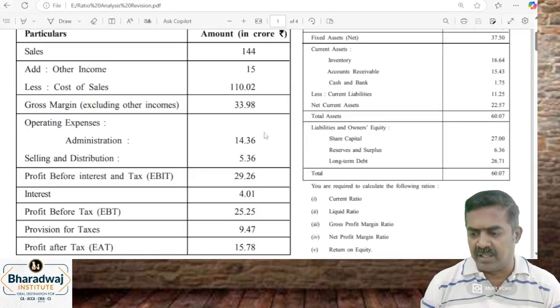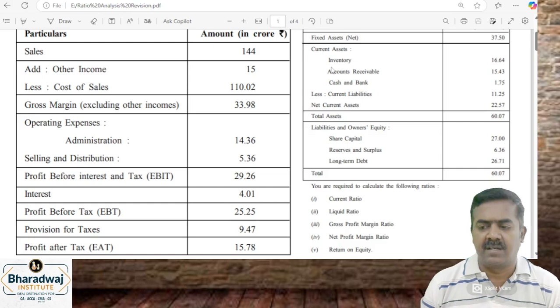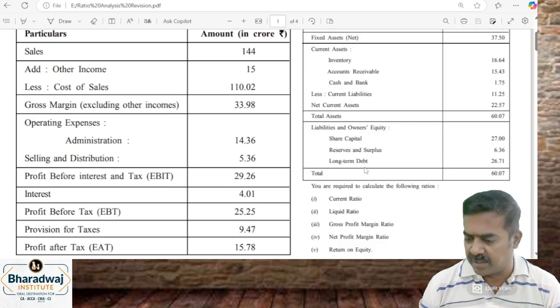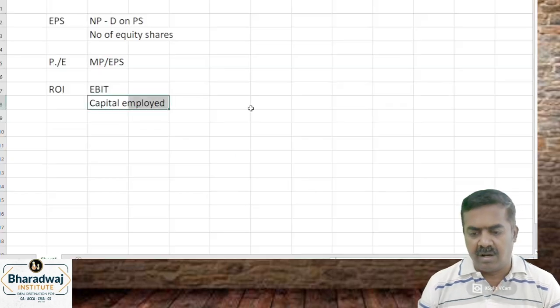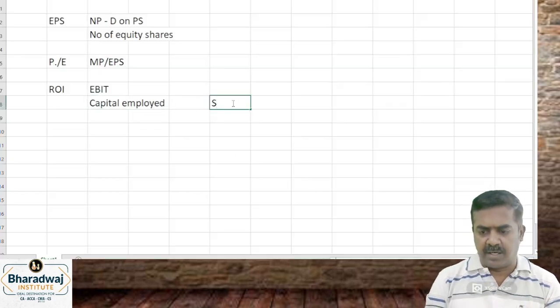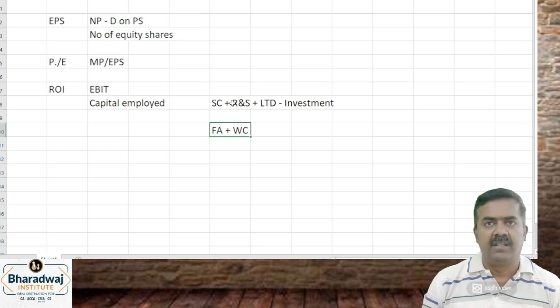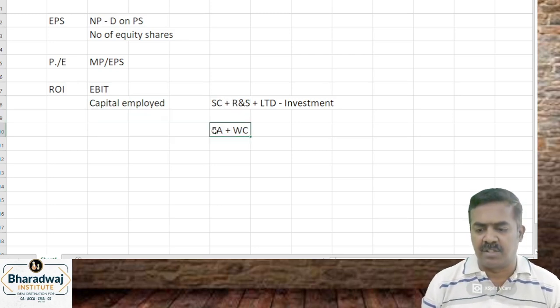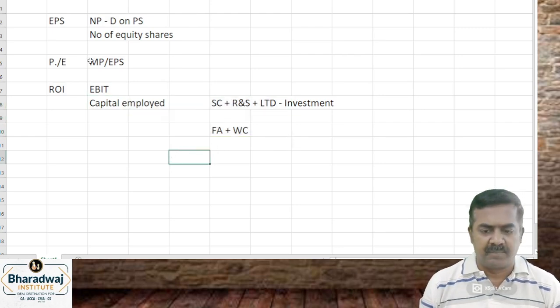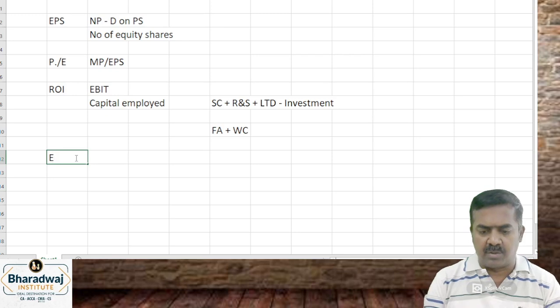How to work out capital employed? There are two methods of working. One is share capital plus reserves and surplus plus long-term debt minus investment. This is one method of working. What is another method of working? Fixed asset plus working capital. There are two methods in which you can work out capital employed.